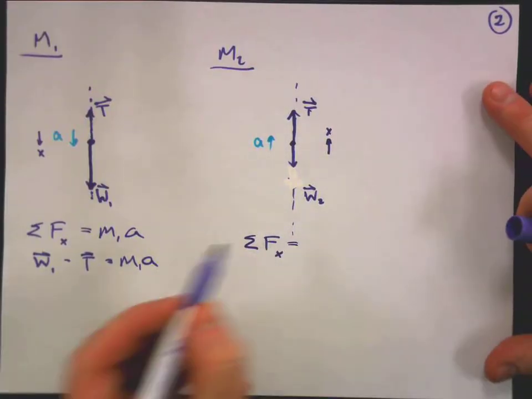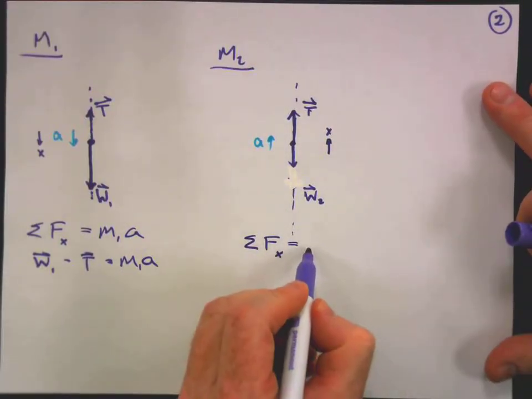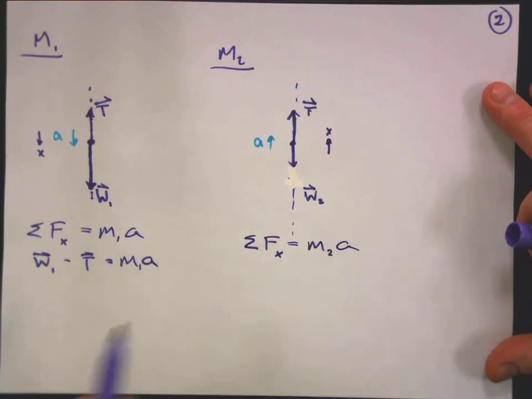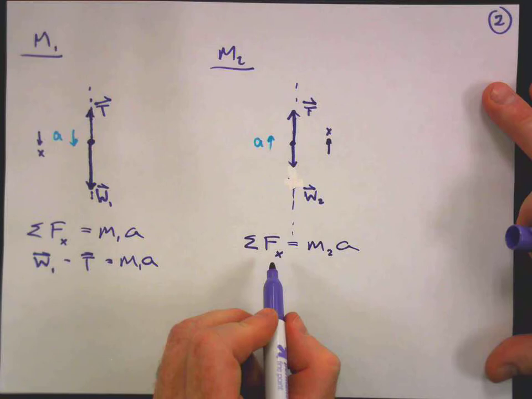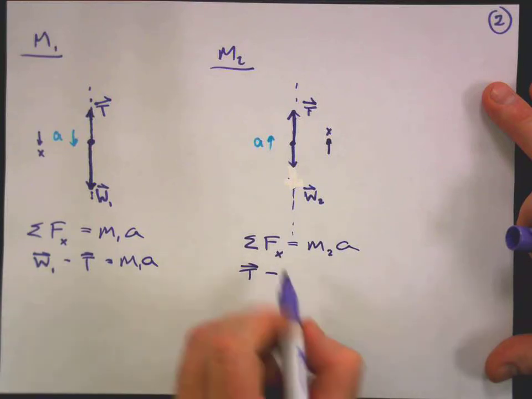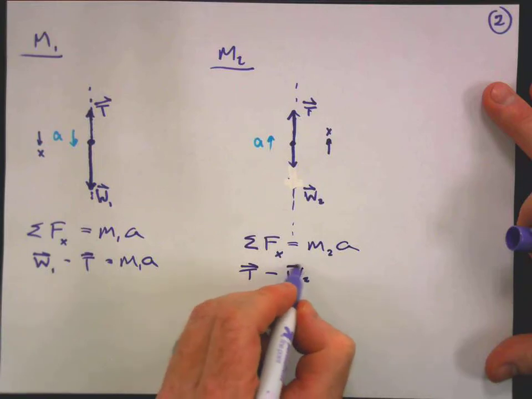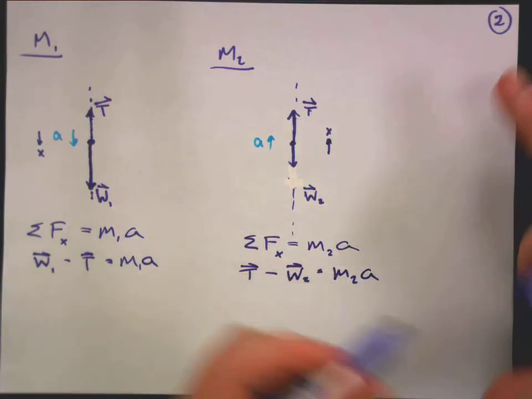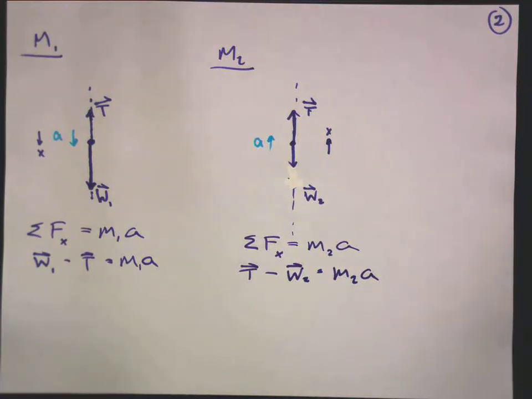Second law statement, sum of forces equals or is equivalent to the mass, which is mass 2, times the acceleration. What are those forces? In the positive direction, I have tension. In the negative direction, I have the weight of 2. And that's equivalent to mass 2 times acceleration. Okay. So we're good here.